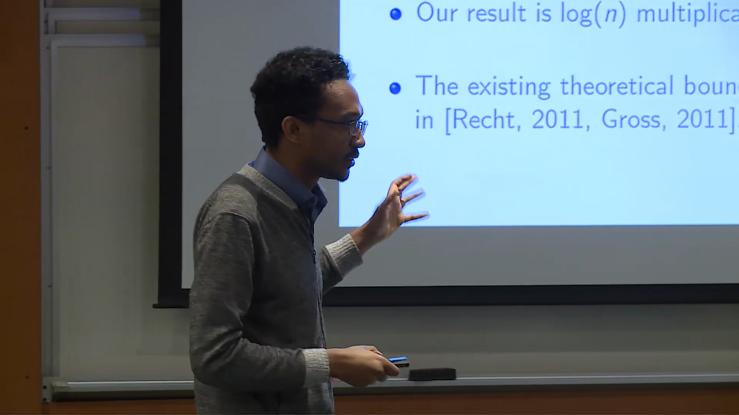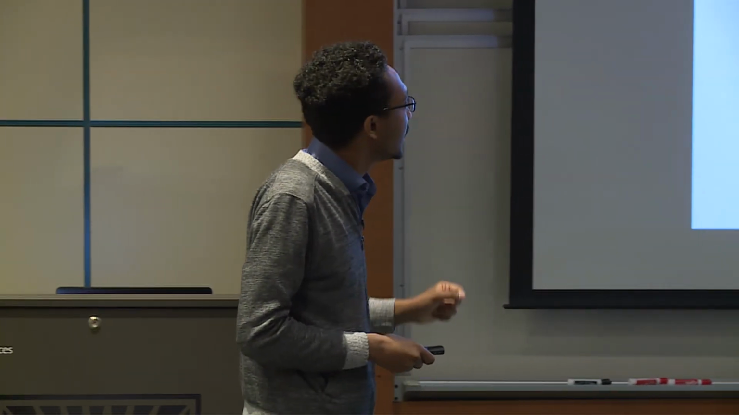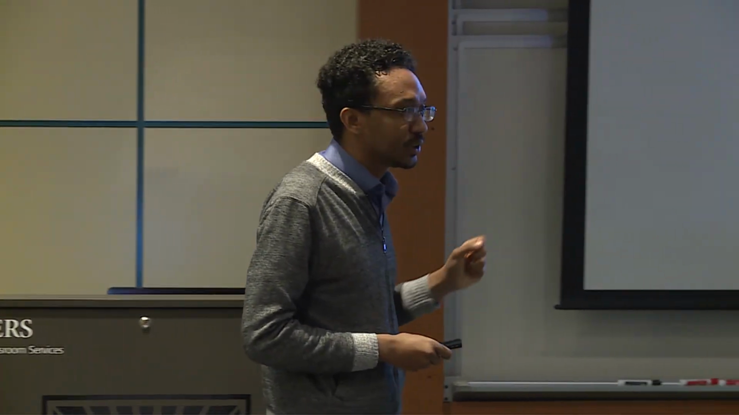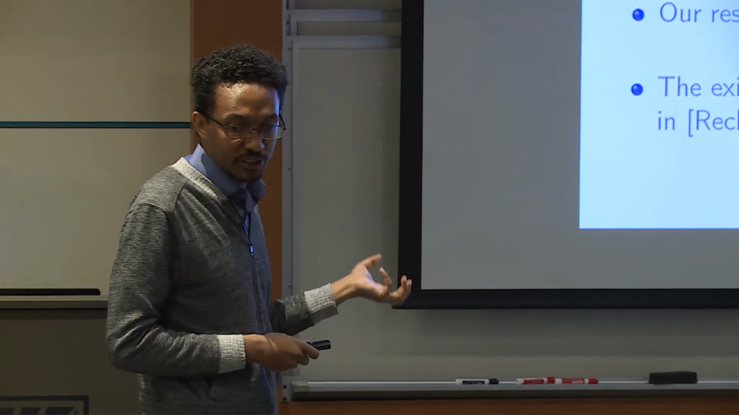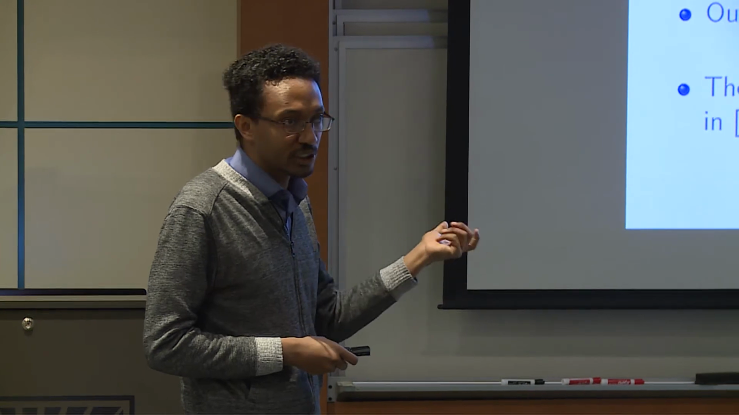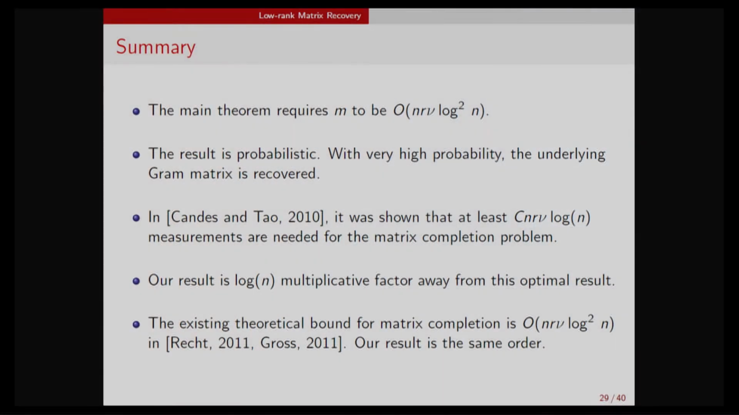So let me summarize the result. The order is about n r log squared n. So you are not really sampling the whole distance matrix. You are only sampling a portion of it. I want to emphasize that the result is probabilistic. It's not deterministic. What it's saying is, with very high probability, this Gram matrix is recovered.